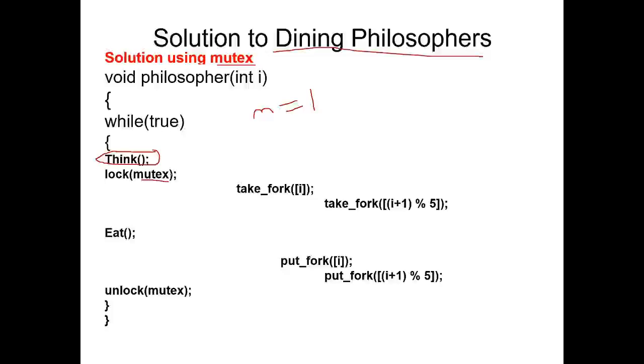So the mutex value is going to become 0. 0 means no other process can enter the critical section. This is a critical section, and once it is locked, the process, that means the philosopher, can take the left chopstick and right chopstick and start eating. After finishing, he puts down the left chopstick and right chopstick and then releases the lock. So this is what improved compared with the previous algorithm.